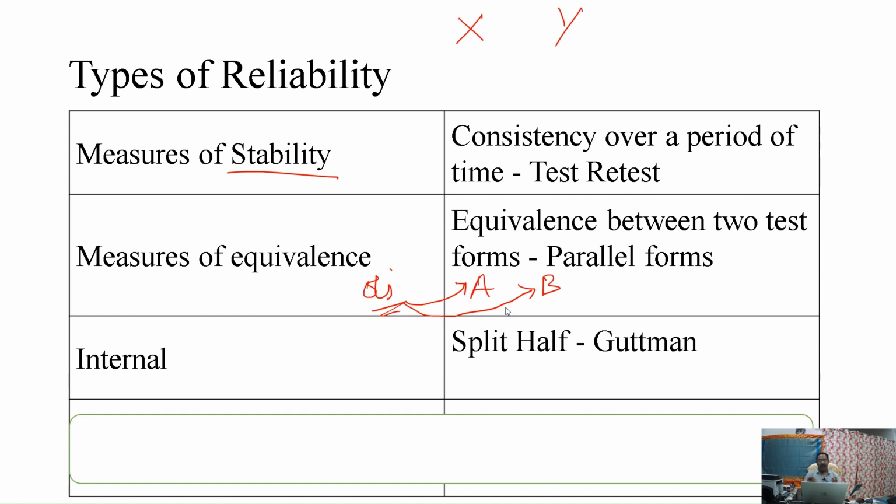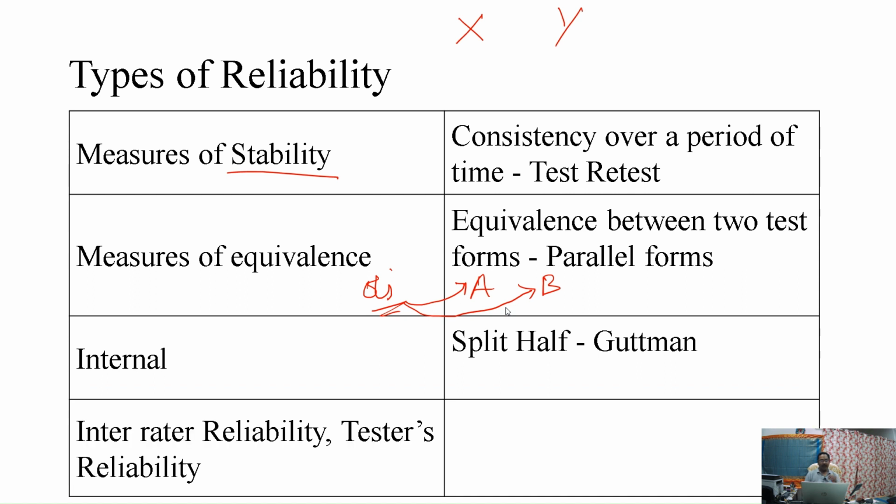A scale will have 20 or 40 items. If you go for internal reliability, then that is split-half. And if more than one person takes the measurement with the same tool, then we have to go for inter-rater reliability, otherwise known as tester's reliability.